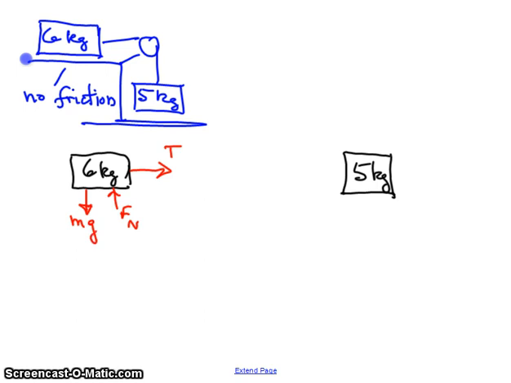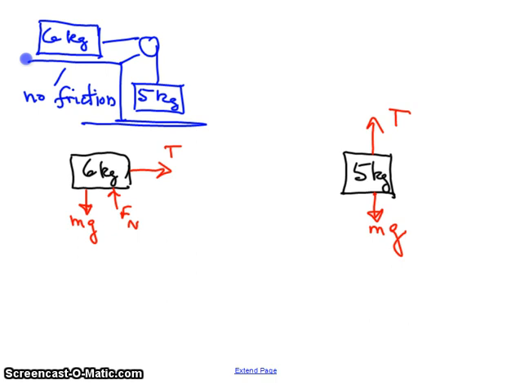And the second mass has the cable pulling up on it. That's a tension down. Those two tensions are the same. And it has a weight going down. Now, we actually know what the mass is here, so we don't have to write mass 1 and 2. We'll just use that directly.